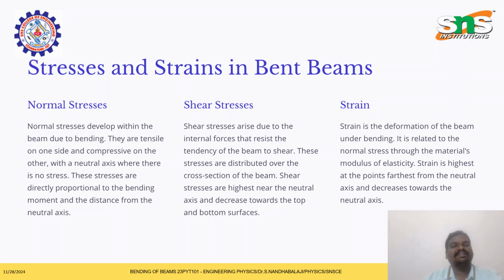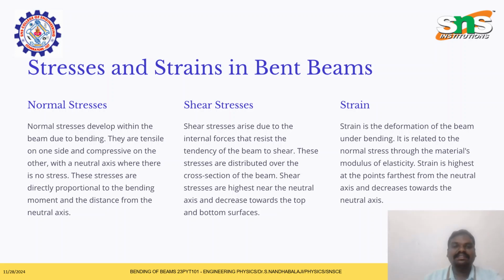Stresses and strain in bent beams. Normal stresses developed within the beam due to bending are tensile on one side and compressive on the other, with the neutral axis where there is no stress. These stresses are directly proportional to the bending moment and the distance from the neutral axis.